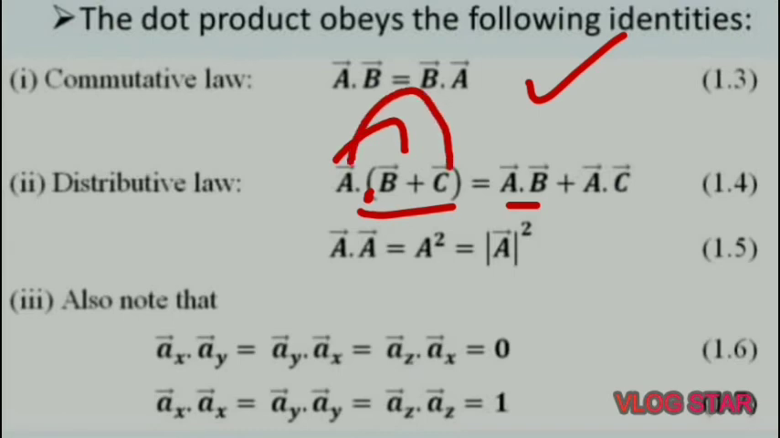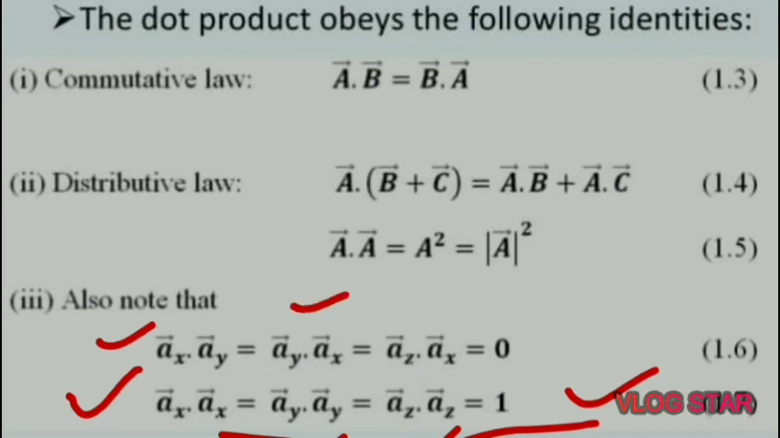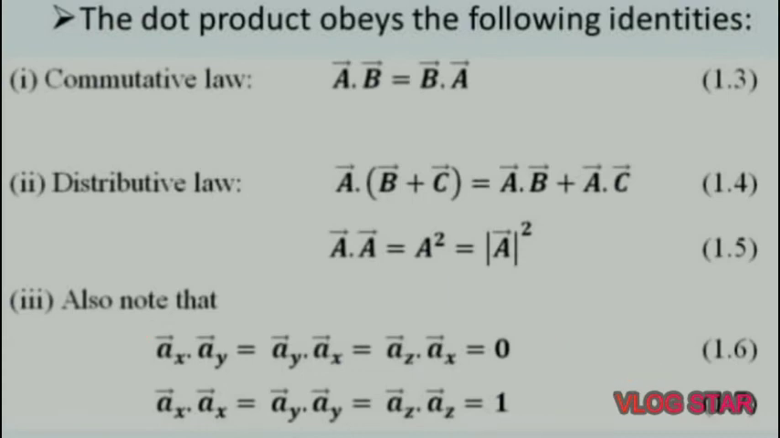Then the third property is, if we take the dot product of the same vector, then it is always considered as 1. यानी हम यहाँ पे कभी भी डॉट प्रोडक्ट लेंगे x का x के साथ, y का y के साथ, z का z के साथ, तो ये कभी भी 1 आएगा. And if we take the dot product of two different vectors like ax bar dot ay bar, ay bar dot ax bar, or az bar dot ax bar, then it is always considered as 0. कभी भी आप दो डिफरेंट वेक्टर्स लोगे तो उनका डॉट प्रोडक्ट 0 आएगा. And if you consider the same vectors then it is considered as 1.